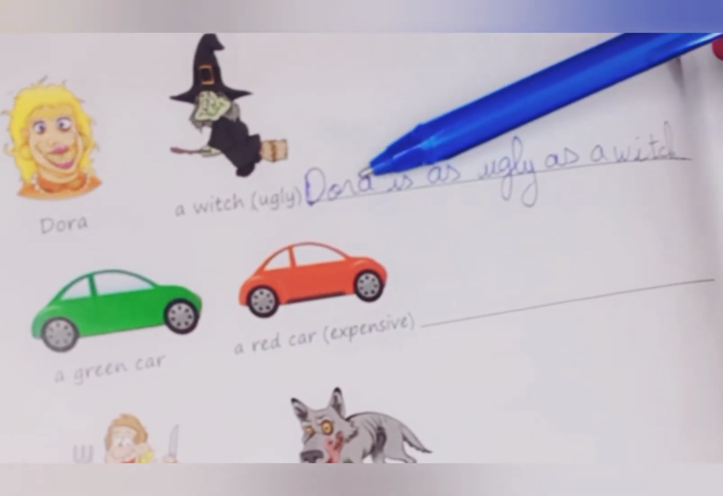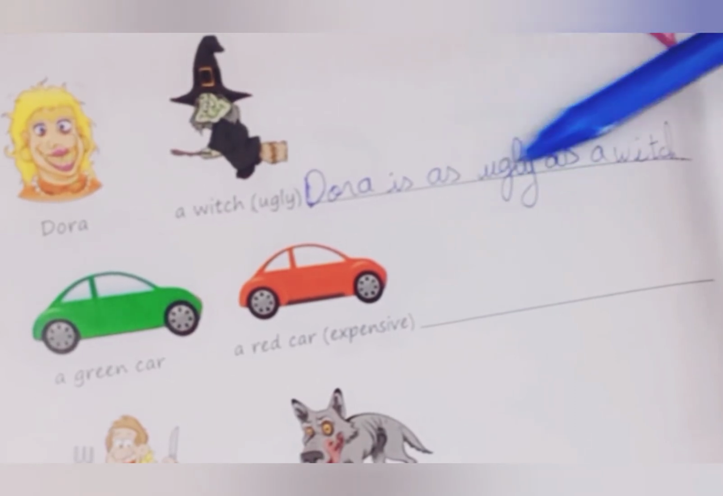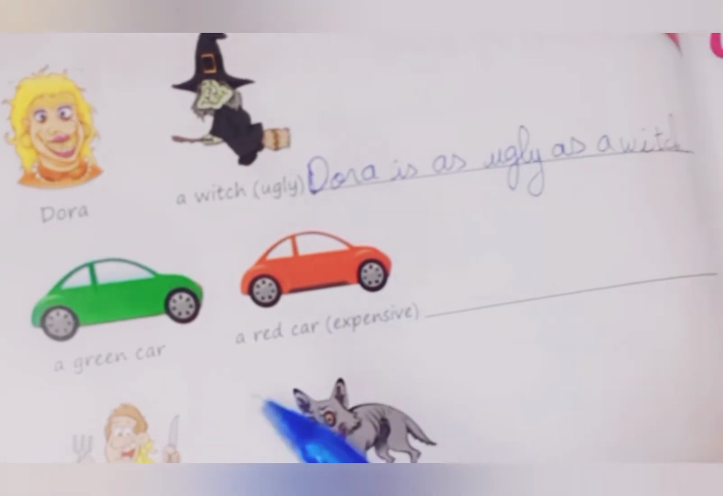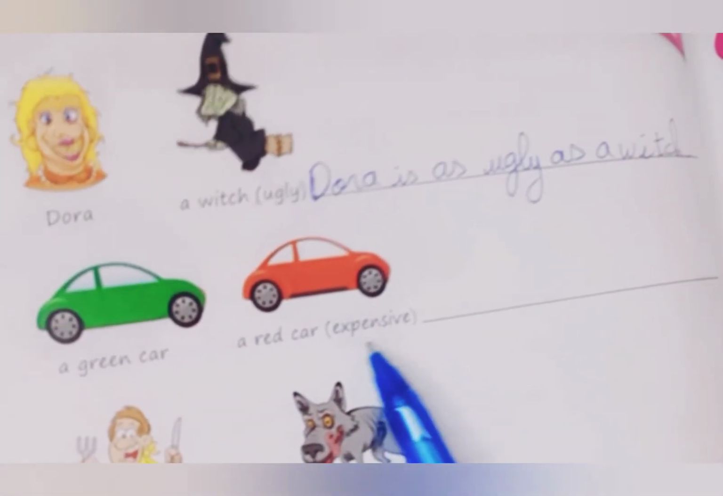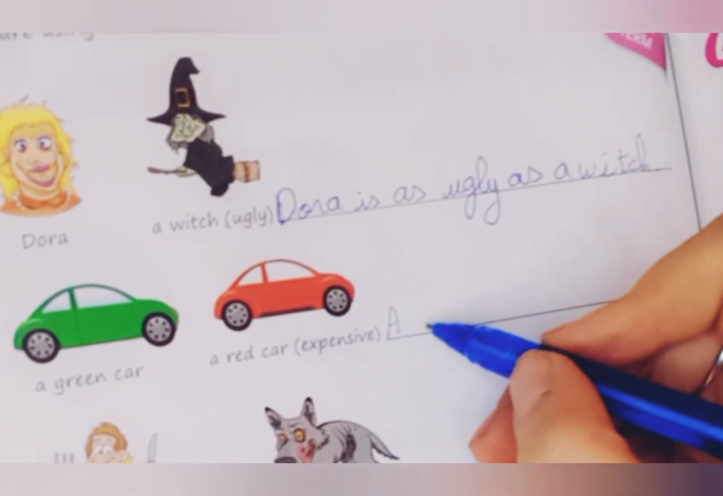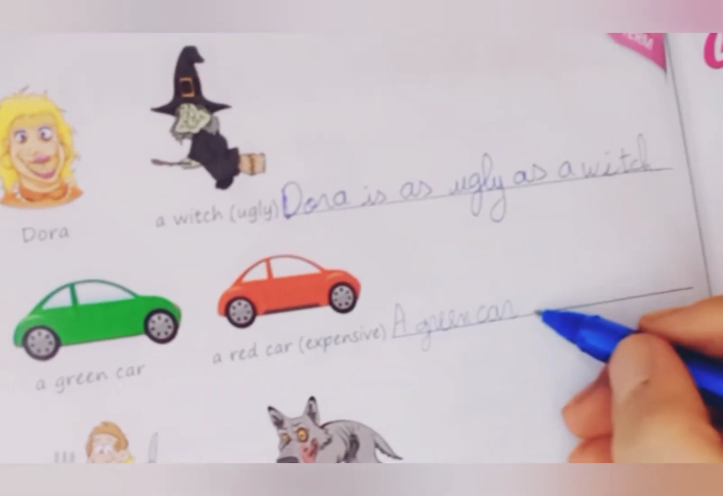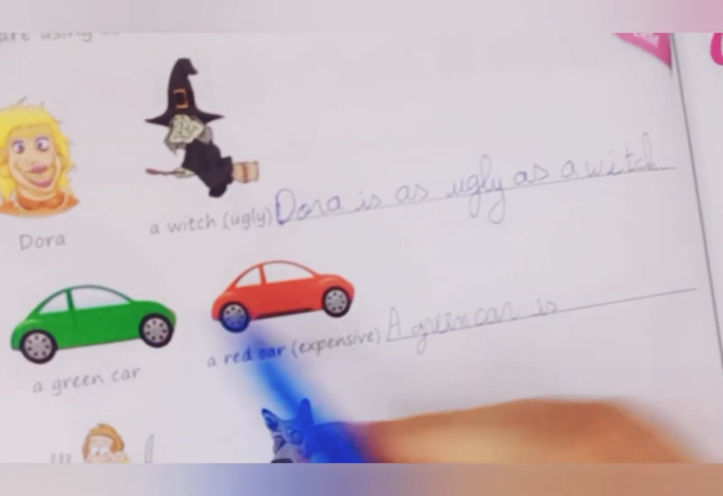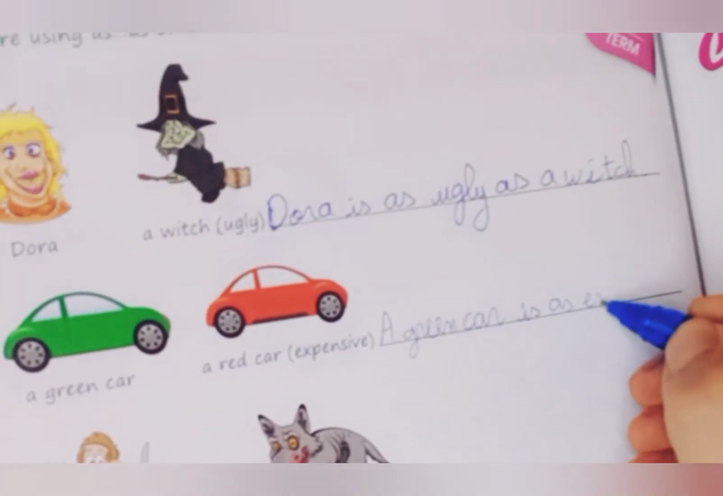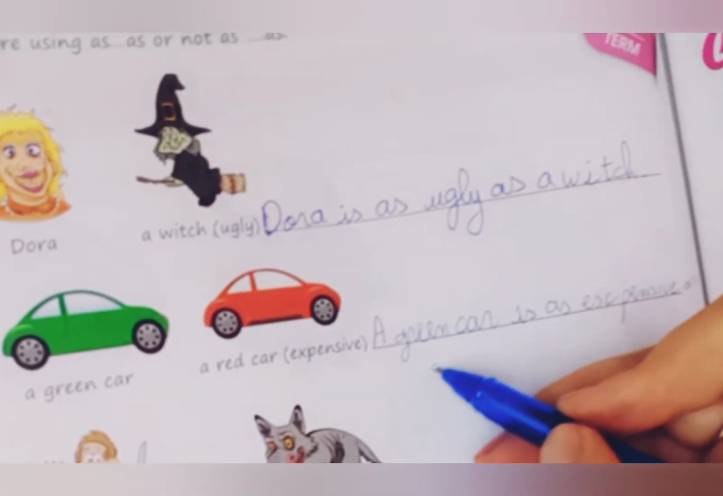As I said, we start with the first subject, verb to be, as. We put the adjective between the connectives as, and the second subject. A green car, a red car, expensive. Like I explained in the lesson, a green car is, I think they share the same quality here, is as expensive as a red car.